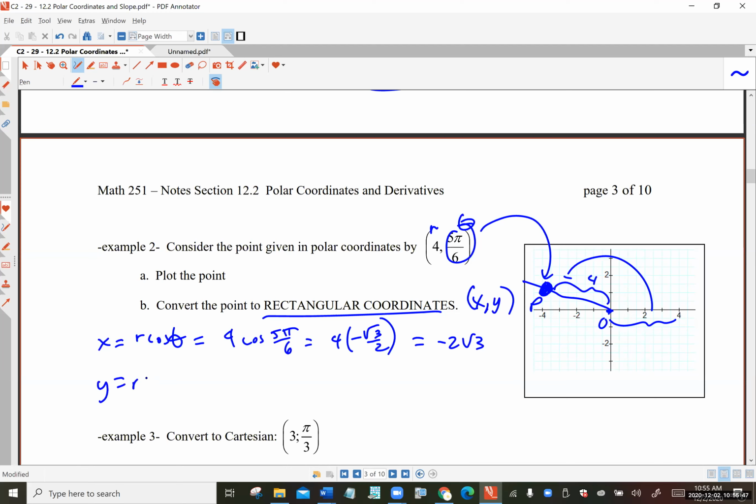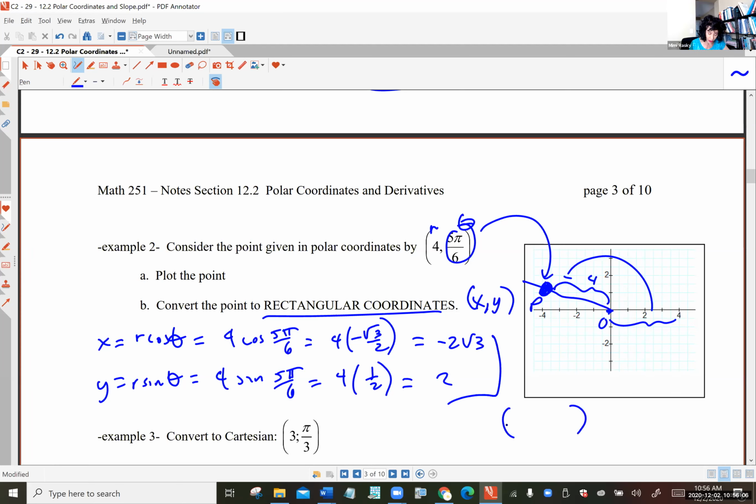And then your y is r sine theta, which is 4 sine 5 pi over 6. So that's going to be 4 times, I think that's a half. Or is it negative a half? No, it's positive a half because we're going up. So it'll be 2. So when you put this together as an ordered pair, you get negative 2 root 3, comma 2. And there's your ordered pair in the world of rectangular coordinates. Okay?